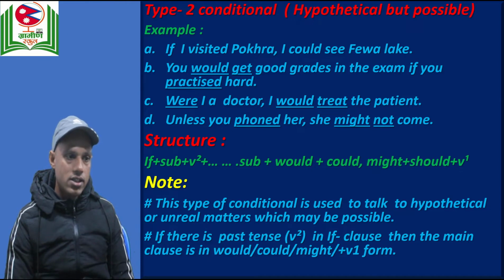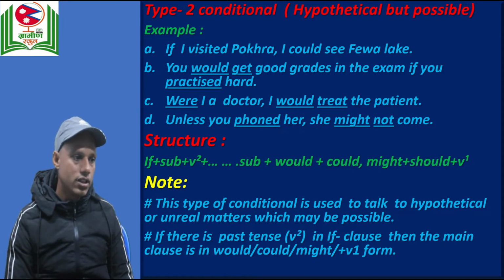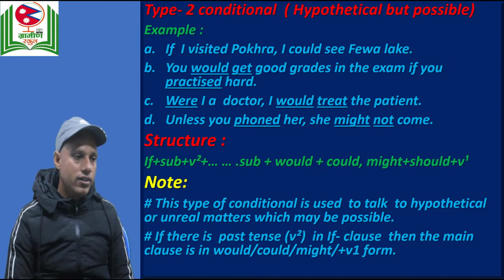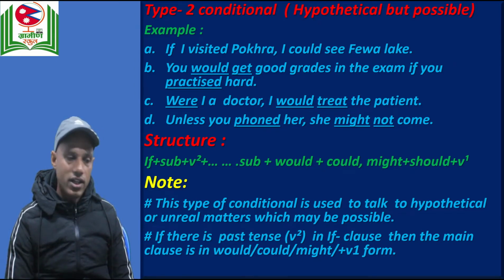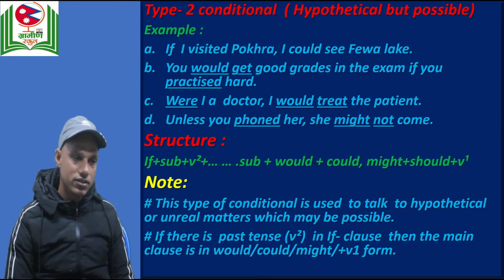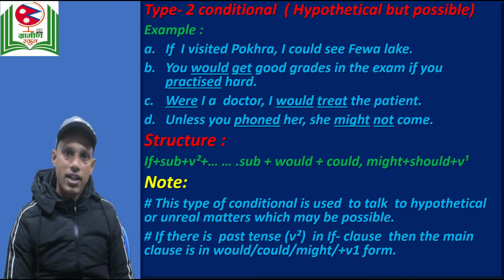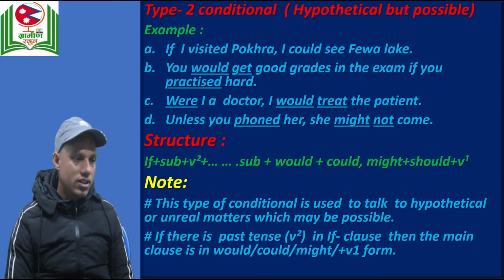Yes, it is used to talk about hypothetical but possible things, right? Let's see some examples for this. Number A, we have, if I visited Pokhara, I could see Fewa Lake. Yes, you might have visited Pokhara, have you? Yes, Fewa Lake lies in Pokhara, right? So let's see number B, you would get good grades in the exam if you practice hard.